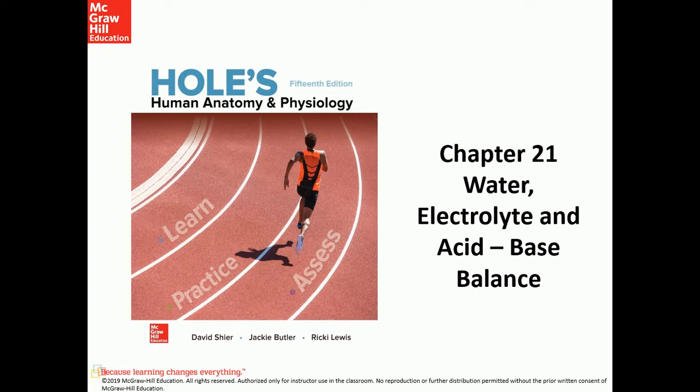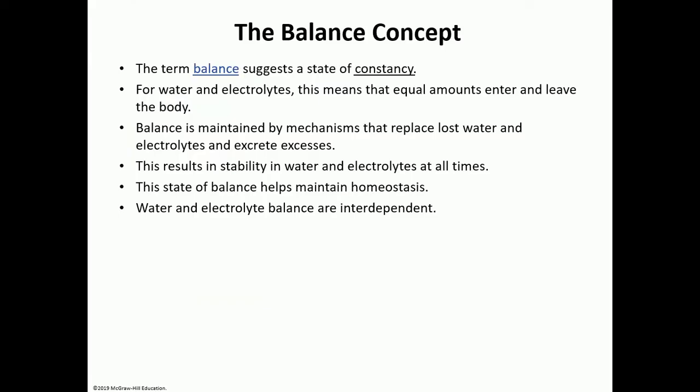Now, this is a review of Chapter 21 that talks about water, electrolyte, and acid-base balance. It really is a combination of a little bit from the urinary system and the respiratory system and how those two act together in order to regulate our water, electrolyte, and acid-base balance. So we'll talk about the whole concept of balance.